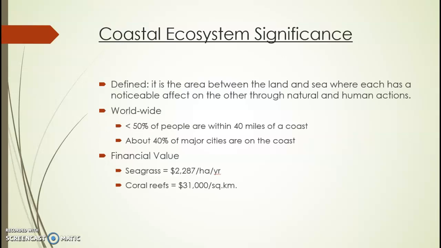Coastal ecosystems in the context of this action plan include mangroves, seagrass, coral reefs, estuaries, lagoons, and sandy beaches. This program defines the area as the area between the land and sea where each has a noticeable effect on the other through natural and human actions. It is significant because worldwide, more than 50% of all people are within 40 miles of the coast, and about 40% of major cities are also on the coast. Financially, seagrass areas are worth $2,287 a hectare per year, and coral reefs are worth about $31,000 per square kilometer.